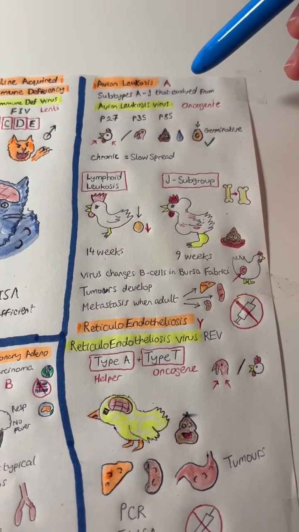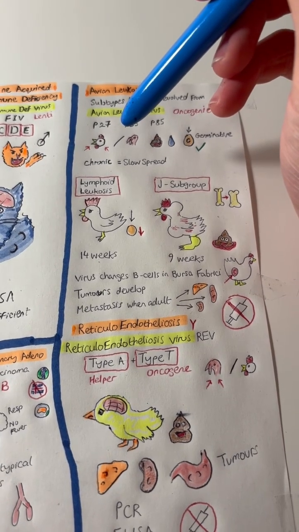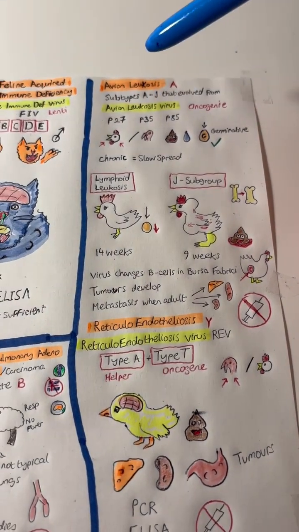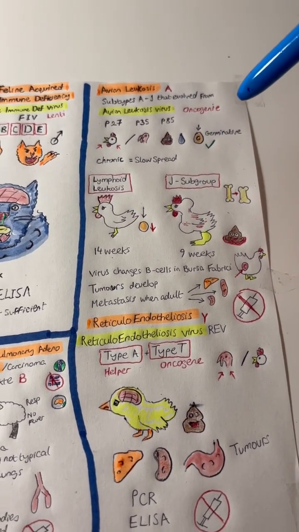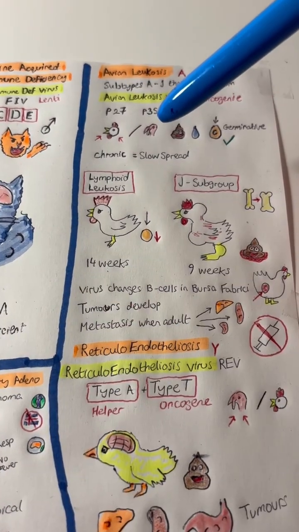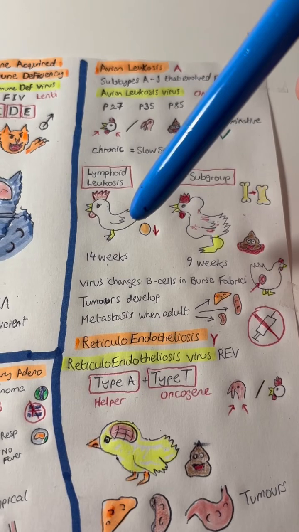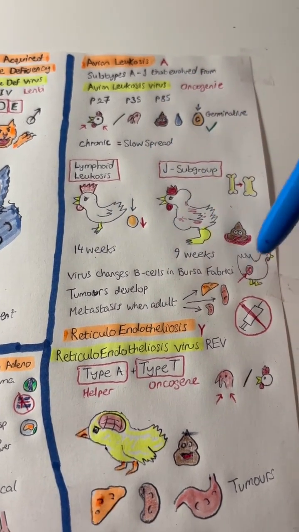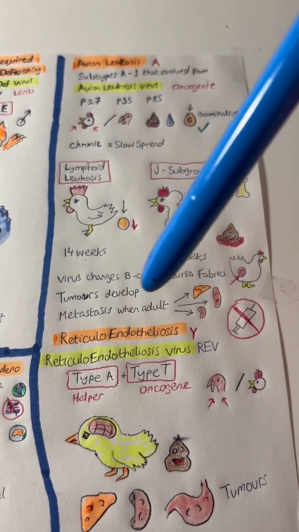The virus has low resistance in the environment, and the main host is chickens. However, it can also infect turkeys. It can be spread in the feces and saliva, and there's also a germinative infection. It is a chronic, slow-spreading disease. In the case of lymphoid leukosis, the incubation time is 14 weeks. The virus will change B cells in the bursa fabricii, and then tumours will develop, and then metastasis occurs when the animal is an adult.